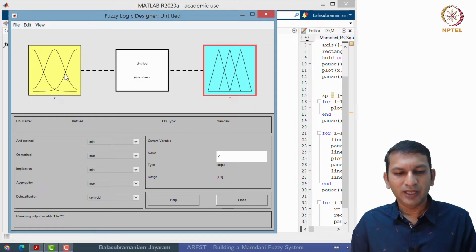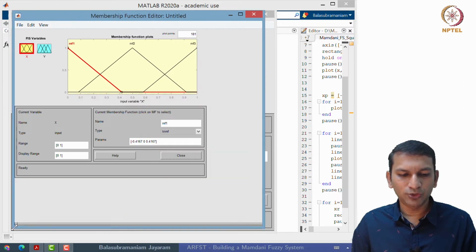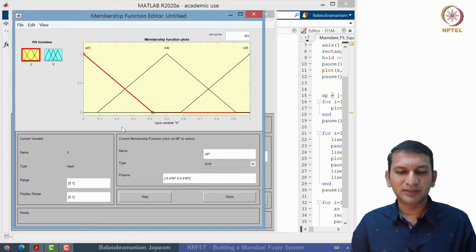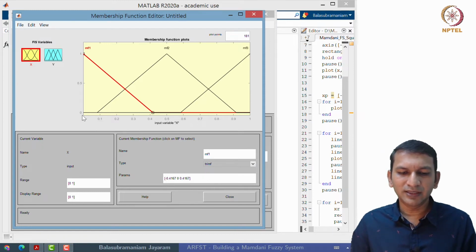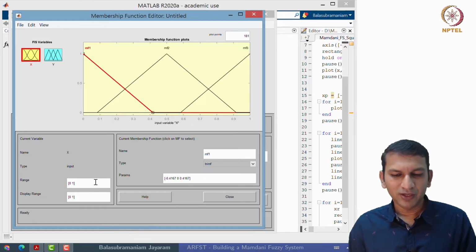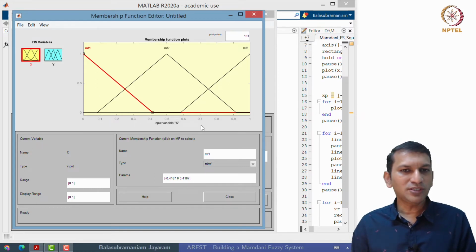So now, if you double click on this, you will see that MATLAB, the Fuzzy Logic Toolbox, loads 3 triangular membership functions by default, and it takes the domain also to be 0 to 1. That's the default thing. And as it happens, happily, this is the domain that we need also. Now the question is, how are we going to build a cover for this domain 0 to 1? We have got some inkling.